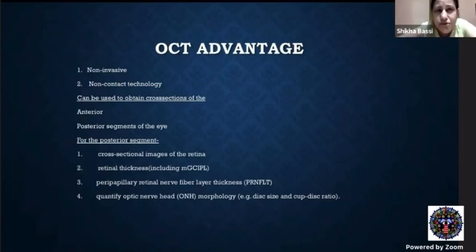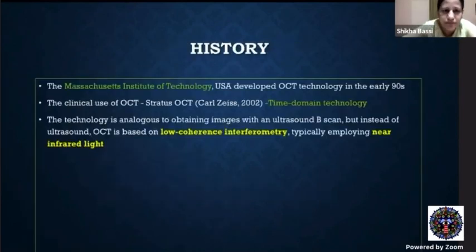And what we are interested in neuro-ophthalmology is the thickness of the retinal nerve fiber layer in the peripapillary area and the ganglion cell layer thickness along with the IPL, that is inner plexiform layer thickness. And we also can look at the optic nerve head morphology, and we can quantify the disc size and cup-disc ratio. A little bit about the history of this technology.